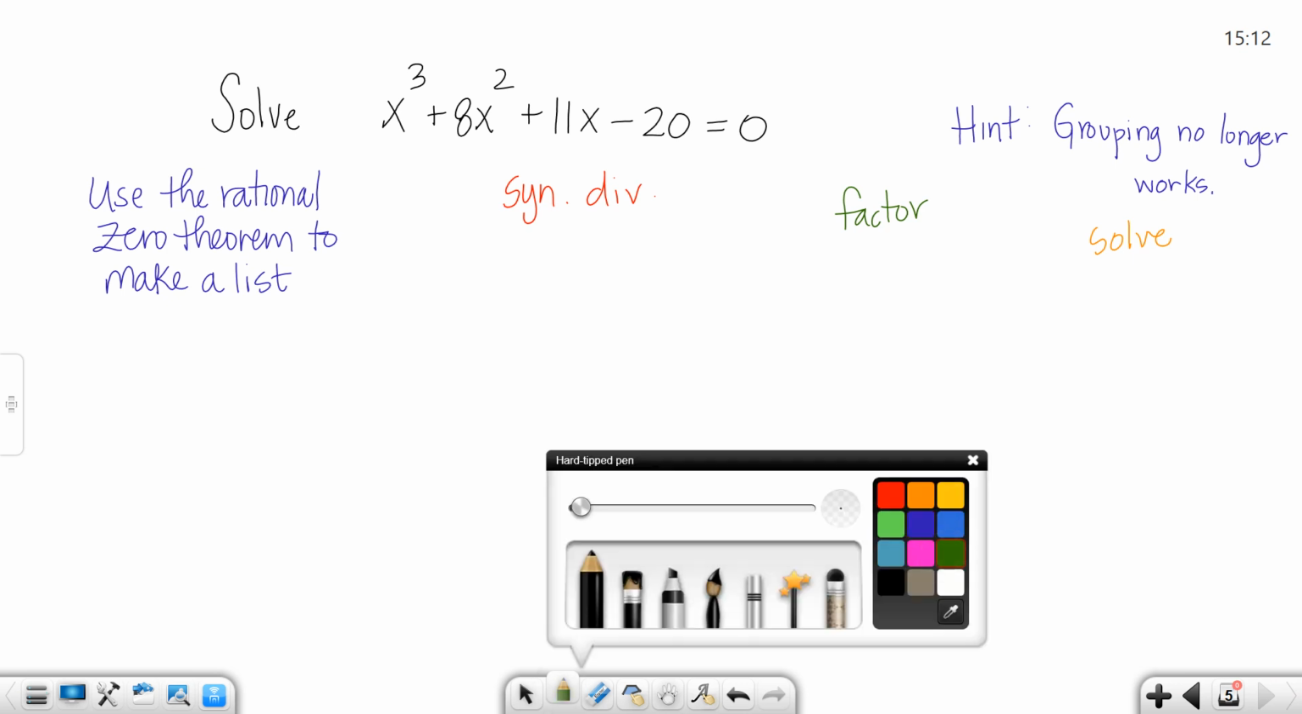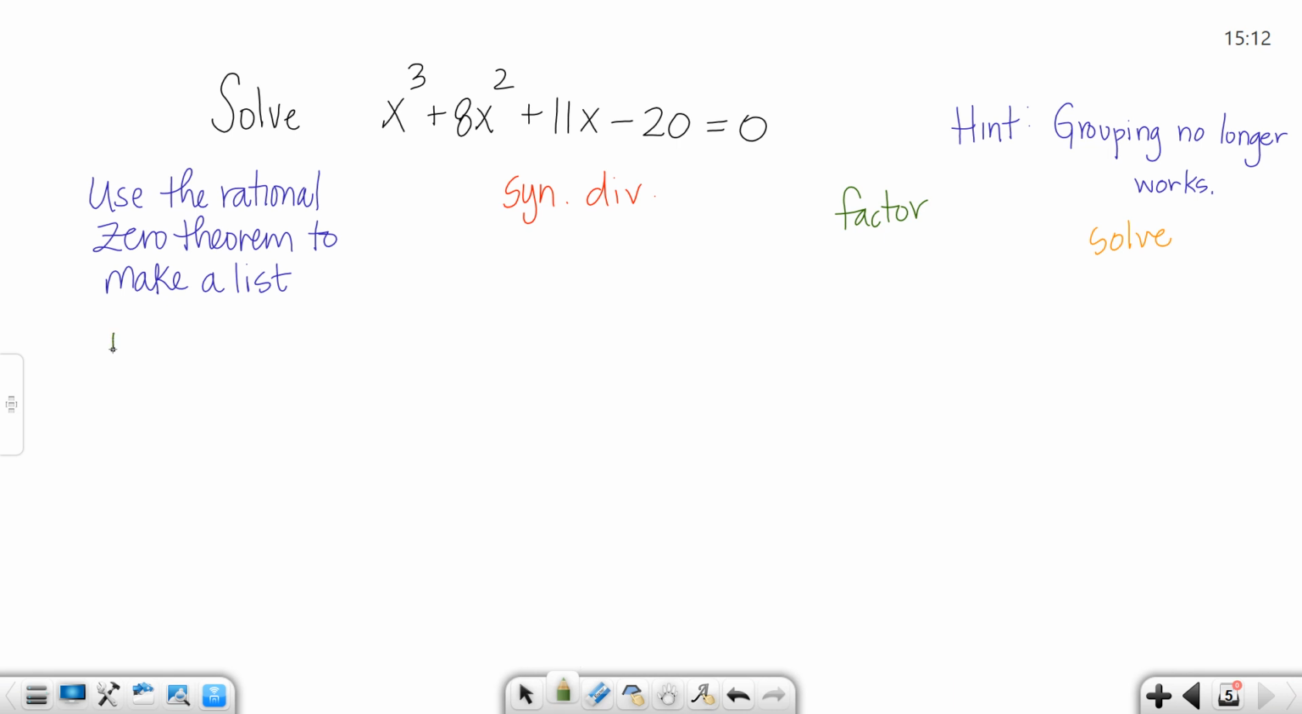Okay, to make my list of possibilities, I take all of the factors of 20: 1, 2, 4, 5, 10, and 20. And I put it over the factors of the leading coefficient. So in this case, the factors of the leading coefficient are 1. So my possible zeros are just this green set, because if you put it over 1, of course, you just get the same thing. So let's go down this list until we find one that works.